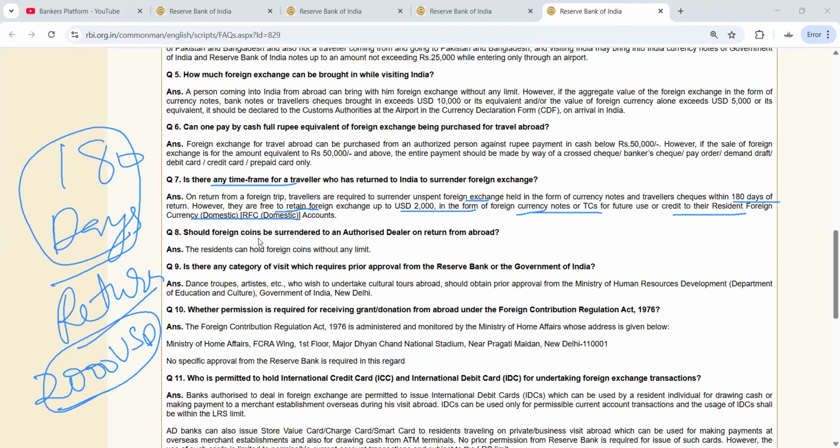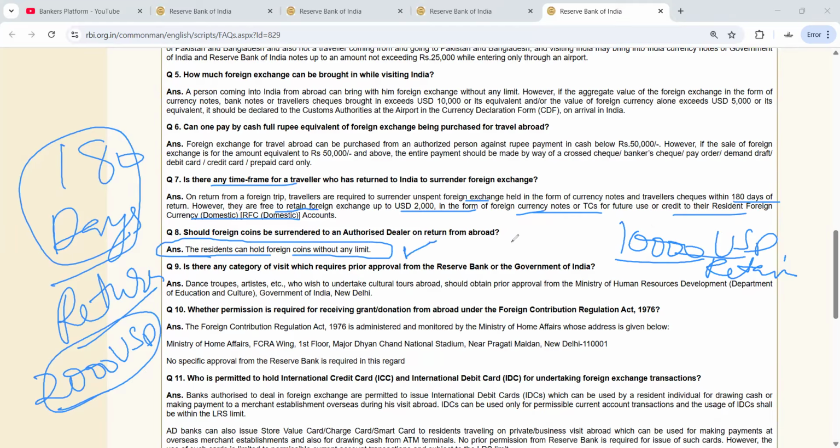So, should foreign coins be surrendered to any authorized dealer on return from abroad? So, the resident can hold foreign coins without any limit. Okay. So, if they're having coins worth 10,000 USD, they can retain them. Okay. There is no limit. Like here it is given, there is no limit for coins.